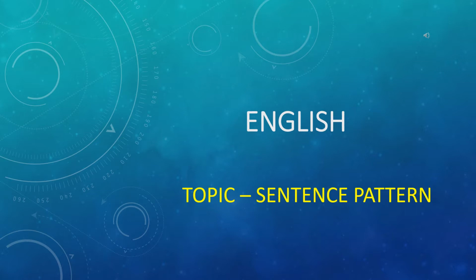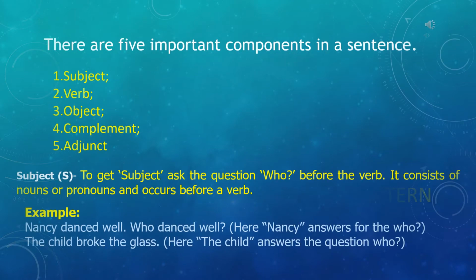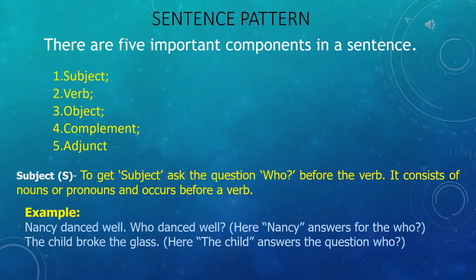Today we are going to learn grammar. The topic is sentence pattern. Now what is a sentence? A sentence is a group of words which has complete sense. There are 5 important components in a sentence. They are subject, verb, object, complement and adjunct.